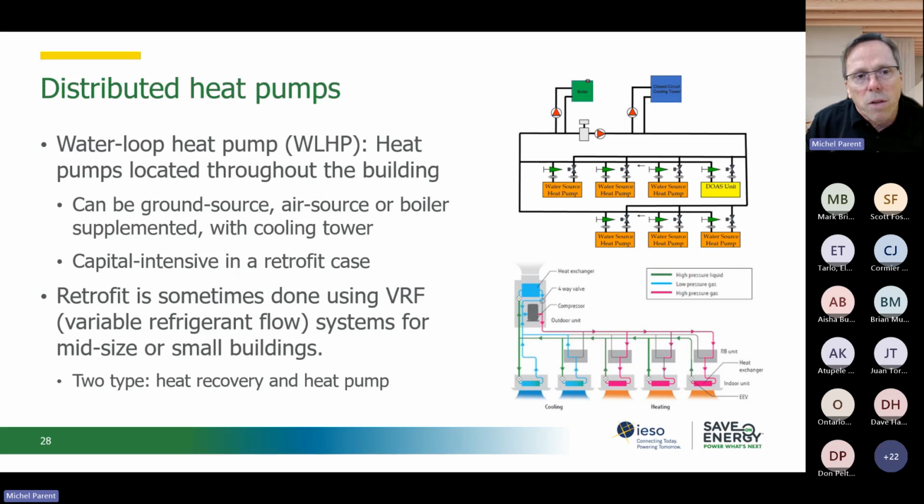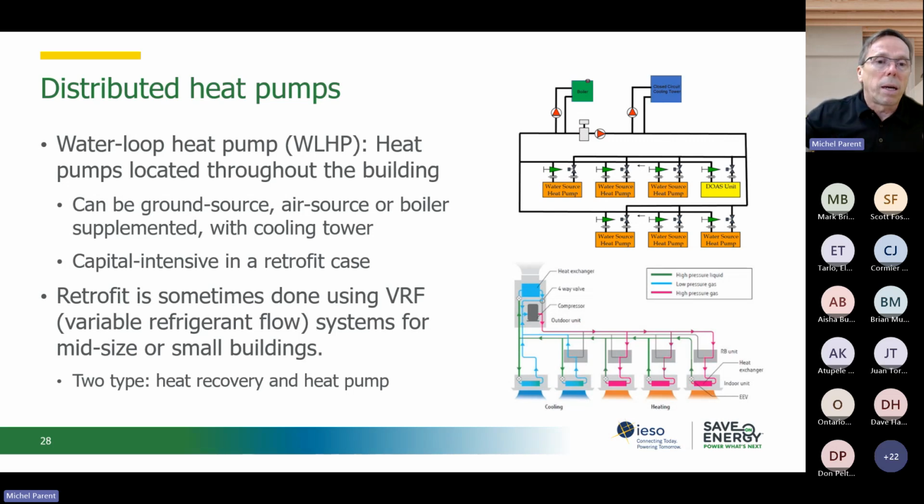The other type of distributed heat pump that you will sometimes see is what we call the VRF system, a variable refrigerant flow system. Sometimes they're called VRV, but you'll see them. The one brand name that's often seen is called City Multi. There's a whole other family from different manufacturers. Those are very similar to distributed heat pumps.